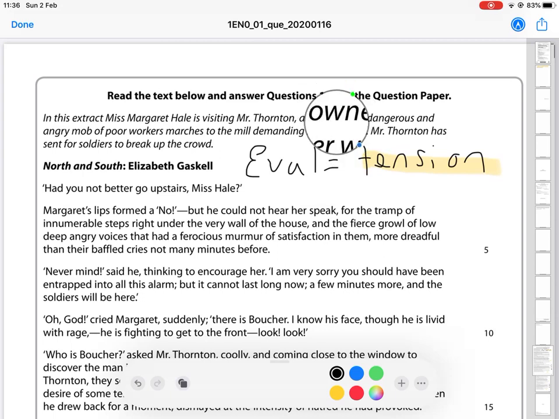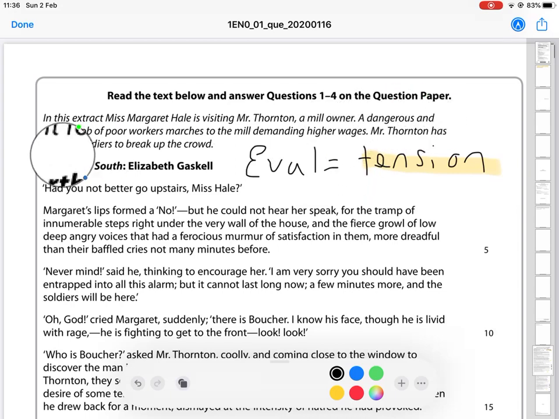I know that Miss Margaret Hale is visiting Mr. Thornton. It then says a dangerous and angry mob of poor workers marches to the mill demanding higher wages. Again, what's happening is Margaret Hale's visiting Mr. Thornton, and now I know that a dangerous and angry mob of people are coming towards them demanding higher wages. Mr. Thornton has sent for soldiers to break up the crowd.